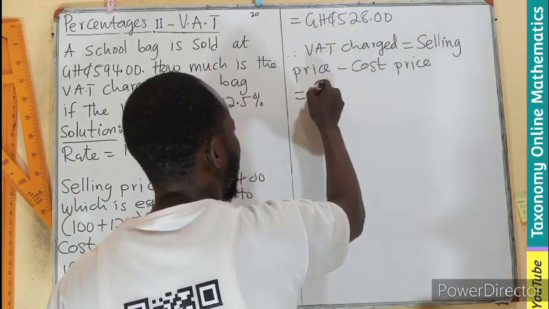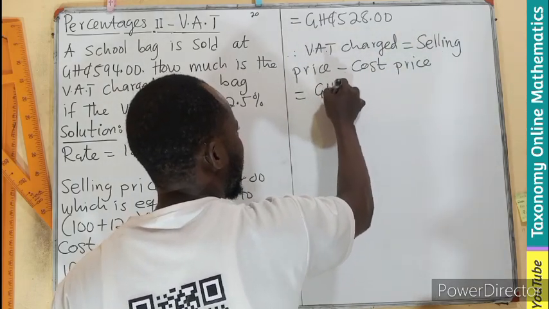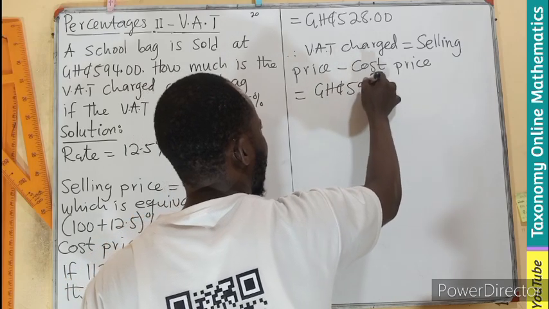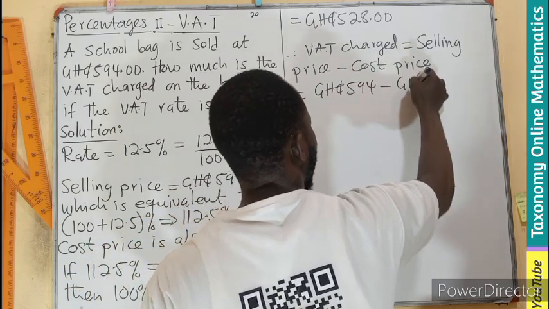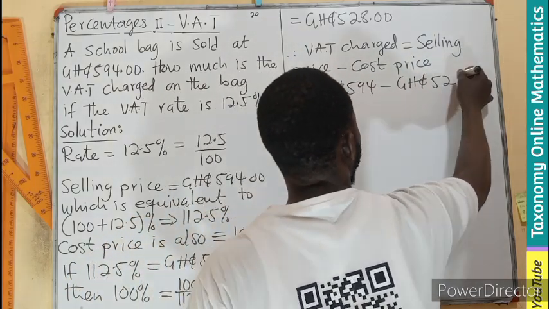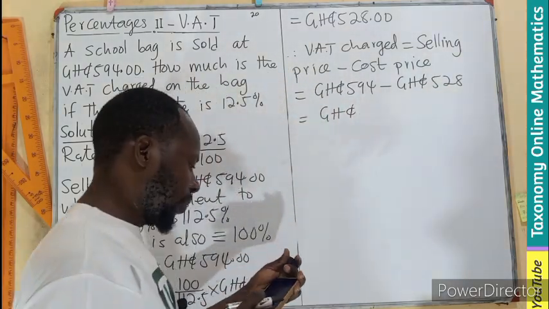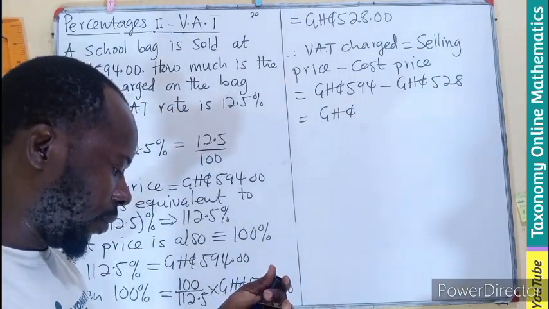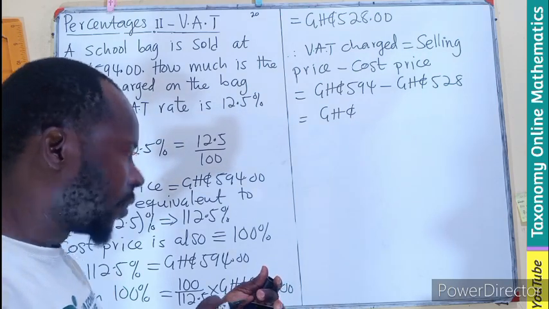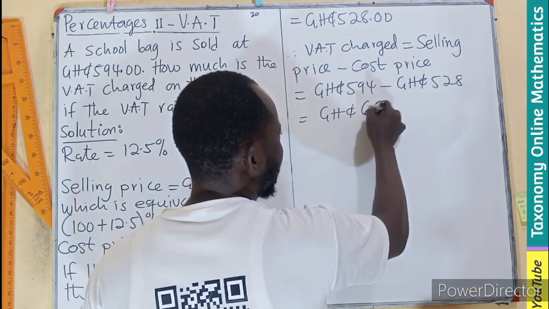So that will be first number 594 minus 528. Let's do that arithmetic. That will give us 66 Ghana cedis.